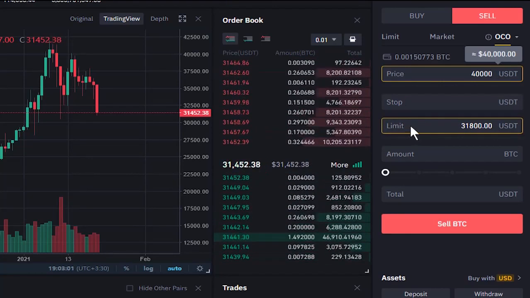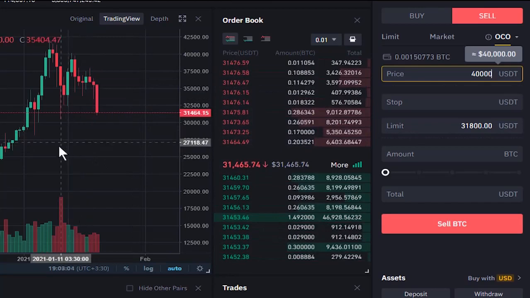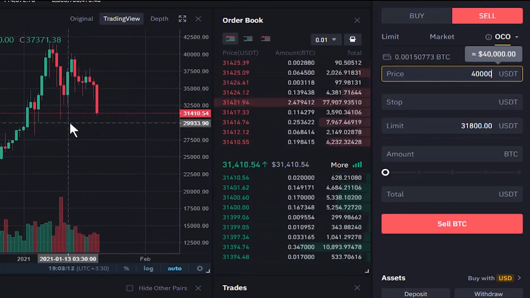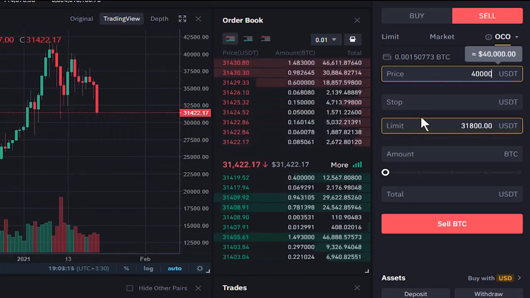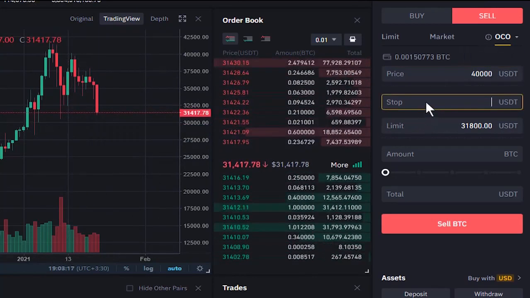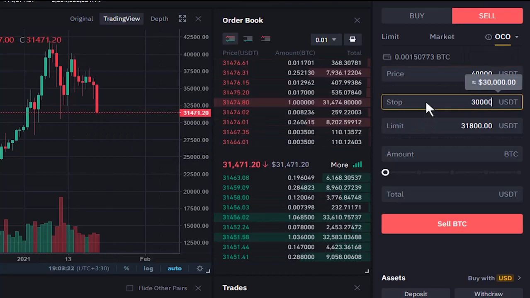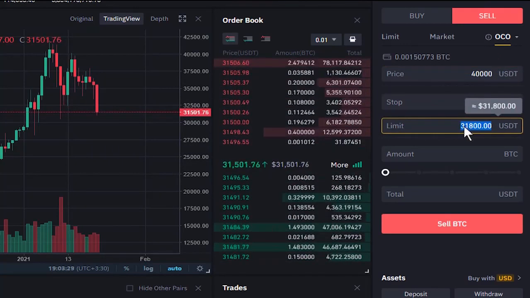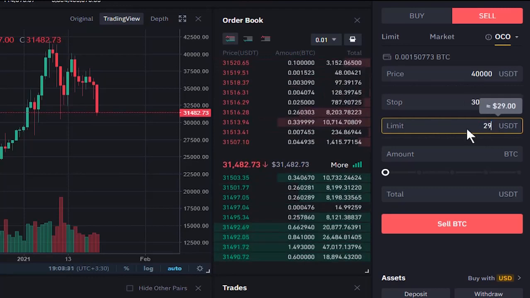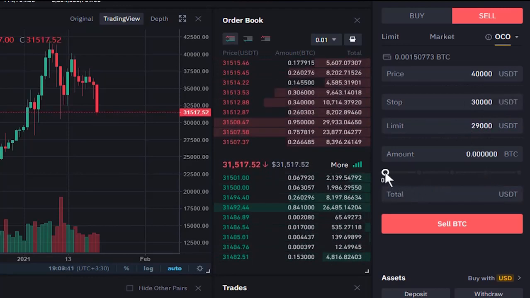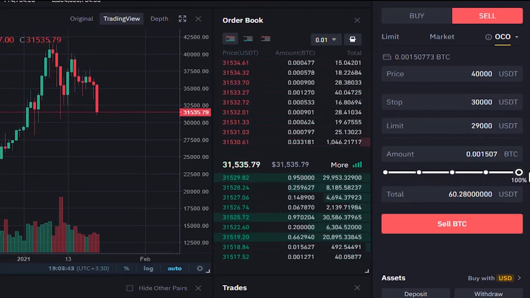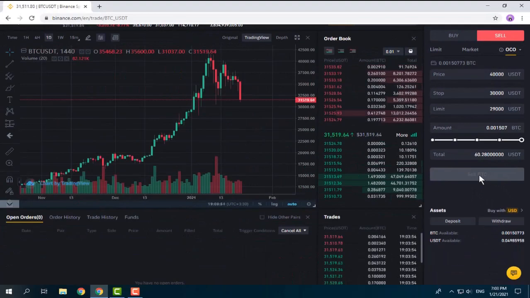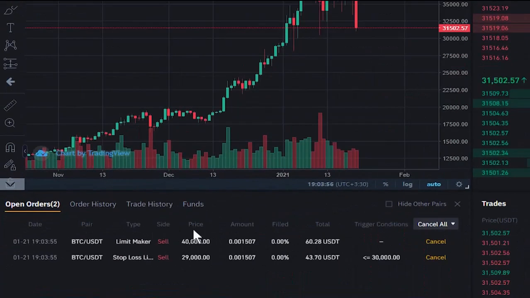For example, consider you want to set your stop loss on 30,000 and you want to sell your Bitcoin when the price reaches this level. So you enter 30,000 here in stop price. And here for the limit price, you enter a price which is a little lower than 30,000. For example, we enter 29,000. Here we set the amount. I set it 100% of my available Bitcoin. And by clicking on Sell BTC, the orders are placed here.